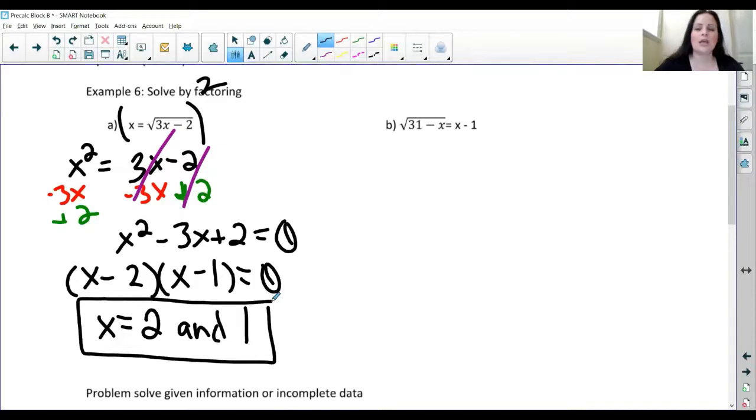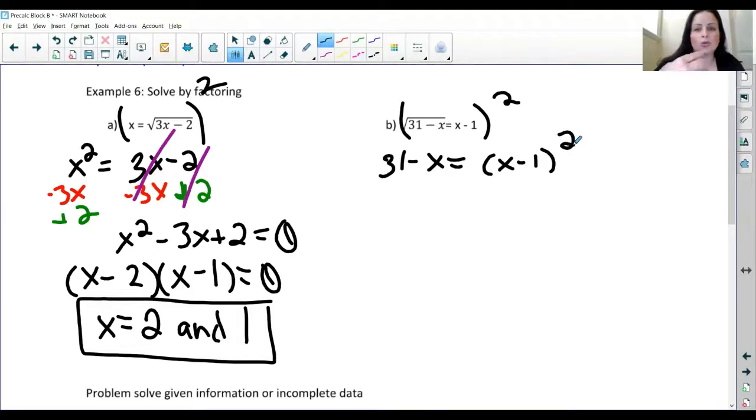All right. So the next one, we're going to do the same thing. We isolate the radicals, conveniently already isolated on one side. We're going to square everything. So the square root of 31 minus x squared just cancels the square root side, goes 31 minus x. And the second part squared, you don't just square the x and square the negative 1 and be like, oop, done. The whole thing is squared together.